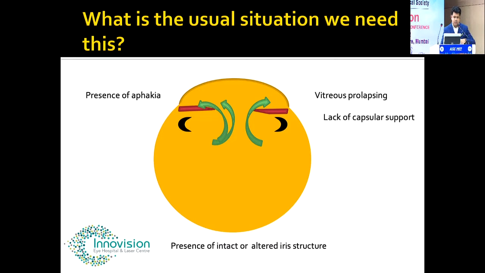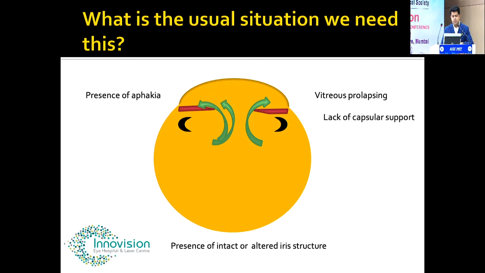Now, what is the usual situation in which we need this? Obviously presence of aphakia, that's the first thing. If there is vitreous prolapse, if there is a lack of capsular support. It's said that for the iris claw, you need two things: one is iris and the other is the iris claw. So it's very important that you should also have the iris.